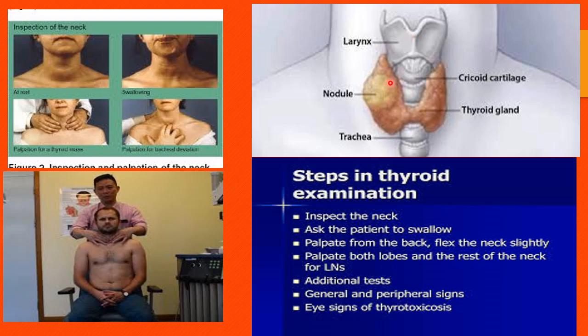This is a solitary nodule on the right lobe of the thyroid. This is the larynx, this is the trachea, and this is the cricoid cartilage. These are the other two cartilages on which the thyroid lies.